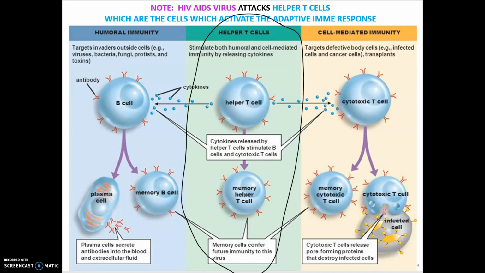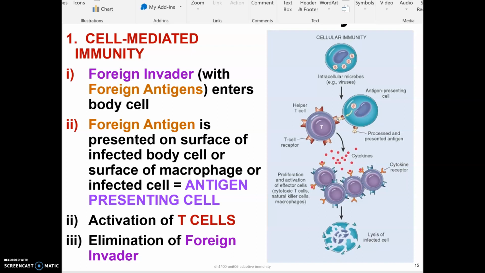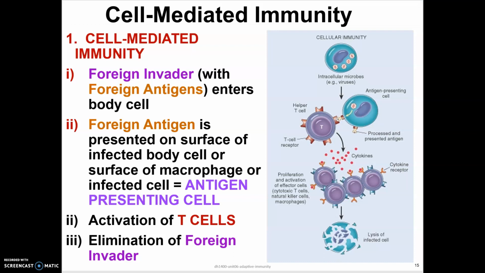These are going to be the ones that stimulate both the humoral and the cell-mediated immune response. And for this video, we'll just talk about the cell-mediated immune response. So let's just keep going. When we're talking about cell-mediated immunity, we're talking about how our body deals with cells that have become infected with a foreign invader, an antigen. This could be a virus, it could be a bacteria, but we're talking about how our body deals with cells that are affected by this pathogen.